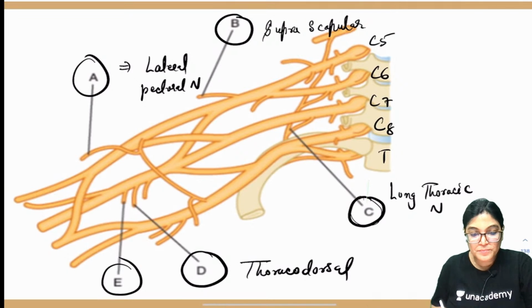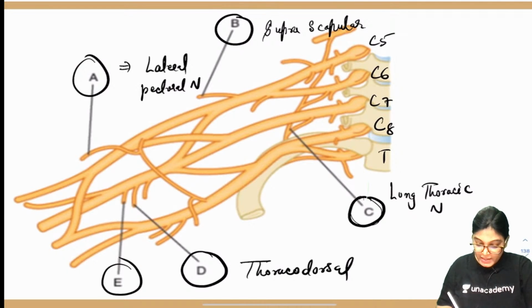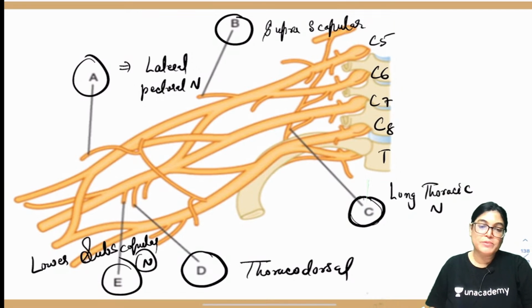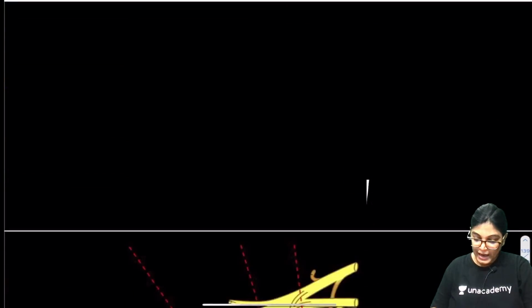What is E? Lower subscapular. E is lower subscapular nerve. Got it, everyone? Okay, got it, everyone? So we have done with the labeling of A, B, C, D and E. Let's move on to another diagram.